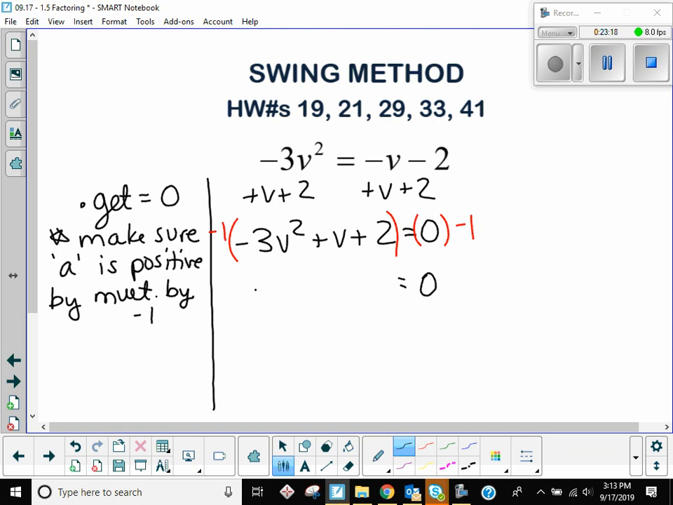And then I have 3v squared minus v minus 2 equals 0. The same as the other students who moved v squared to the right. That's what they have now. They just have it on the other side of the equation. But because they're equal, it doesn't matter. Okay, it's the same. So always be careful that your a is positive before you go on.